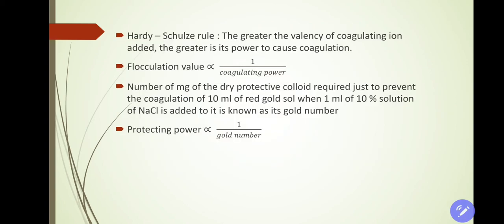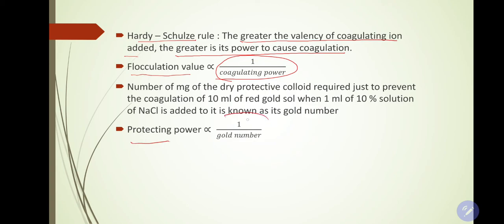Now let us see some more properties, like what is Hardy-Schulze rule. It says that the greater the valency of the coagulating ion added, the greater is its power to cause coagulation. So flocculation value is given by 1 upon coagulation power, and protecting power is inversely proportional to the gold number, that is, 1 by gold number.